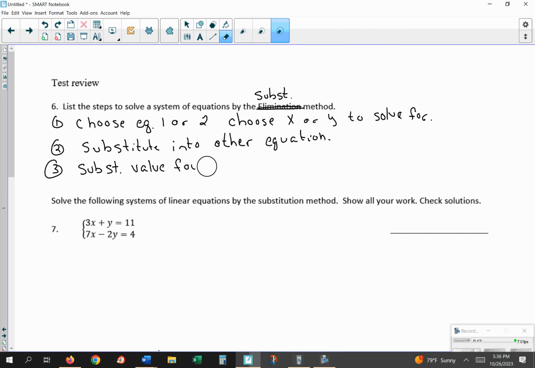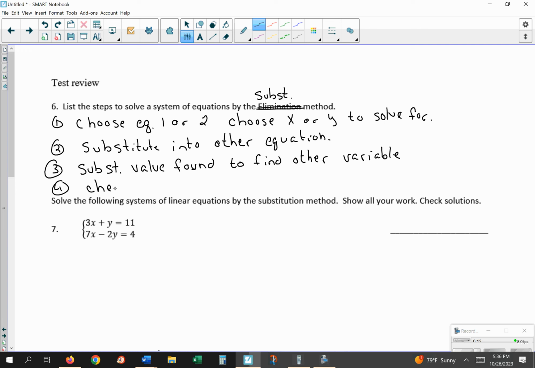Value found. So that we can find the other variable. And step 4 then, of course, is to check.